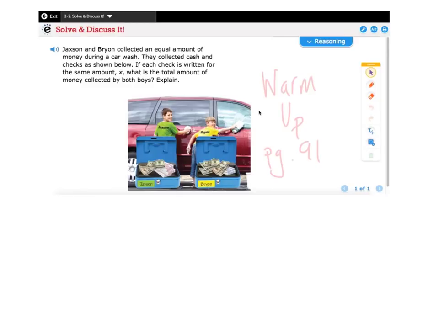So as you can see, we're on page 91. We're going to work on this warm-up problem to start us off on lesson 2-2, which is all about equations that have variables on both sides of the equation. So now we're graduating to equations that have maybe an x or a y on both sides, not just one side.